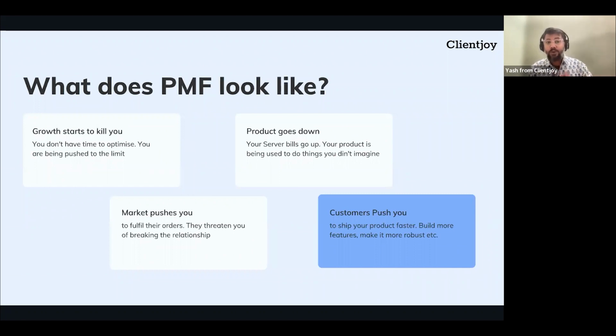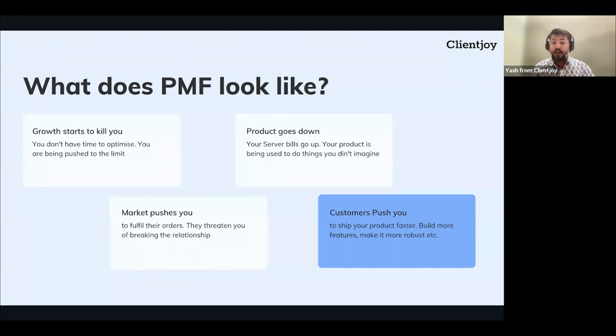The second is growth will start to kill you, and so you don't have absolutely any time to optimize. Whatever comes your way, you just take it and move on, because you absolutely don't have time. You're working 15-16 hours a day just to fulfill all the requests that you're getting from your customers, or all the support tickets that you're getting from your customers.